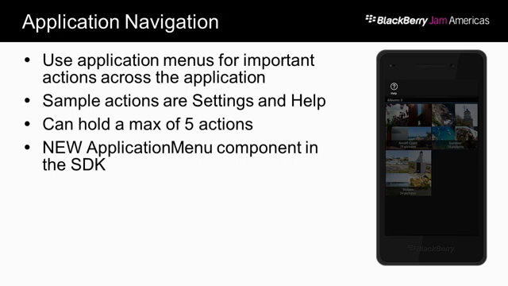Application menu. So you can swipe down from the top of the device, and in some applications you'll see this application menu appear. This is for more application-wide actions. So some sample ones would be settings and help, that sort of thing. You can have a maximum of 5 up there. And in the next SDK release that will be coming out in the next little while, there's an application menu component that mimics the look and feel of the Cascades one, and you can use that and get the same look and feel for your applications.